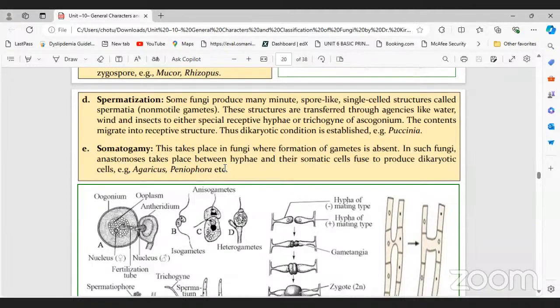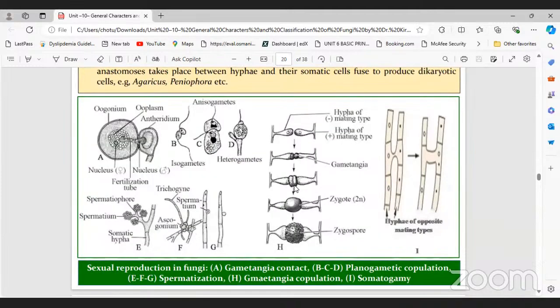This is the total sporocarp. Total fungi reproduction: vegetative, sexual and asexual reproduction. See, this is the picture of sexual reproduction of fungi. This one is A, this is the isogamous B, this one is C, this one is D.